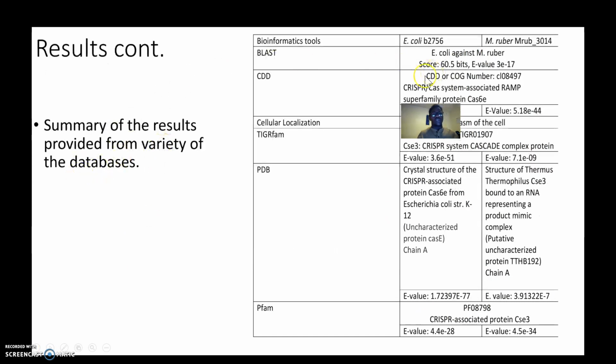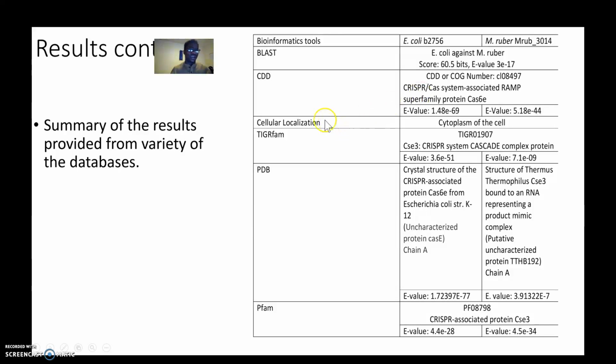Okay, next, this is table 2, and this summarizes the results provided from a variety of databases. I'm going to put this up here. On the first row is the result from BLAST. The BLAST alignment produced a low E value of 3e to the negative 17, which suggests that mROB 3014 is an ortholog to B2756, and a low value typically indicates that the likelihood that the genes are similar is due to a common ancestor, not random comparison.